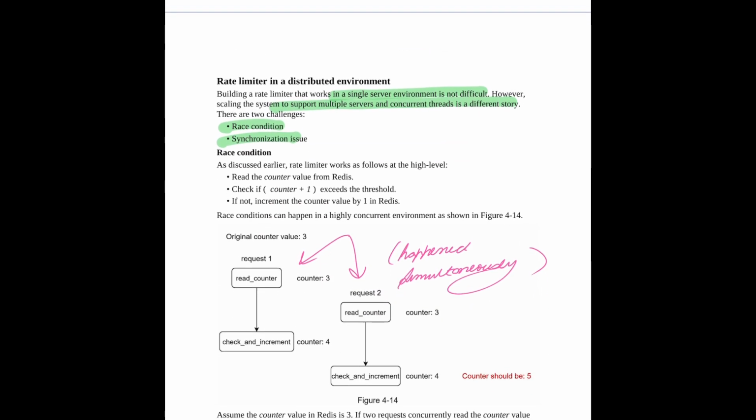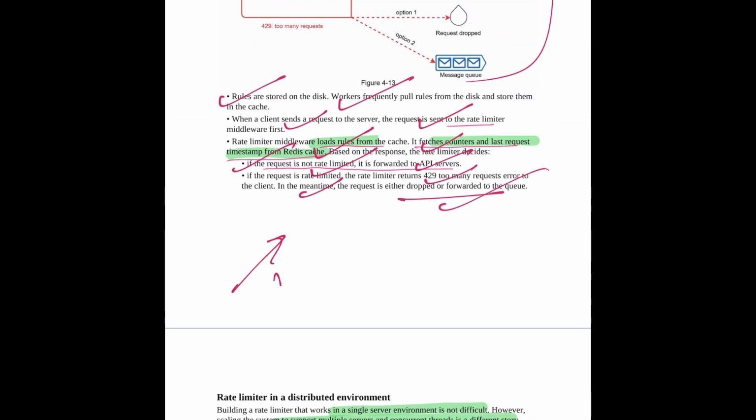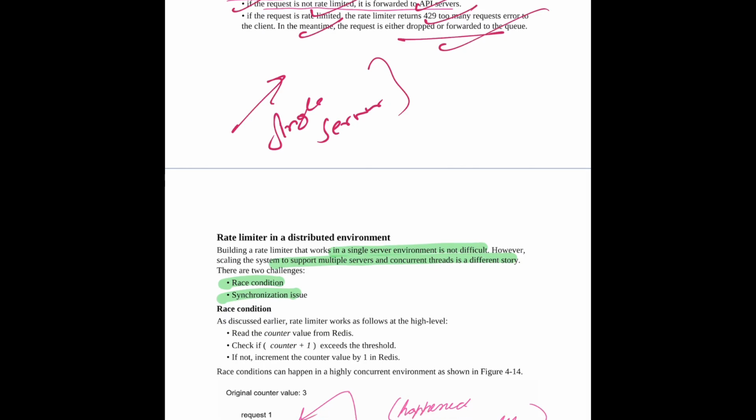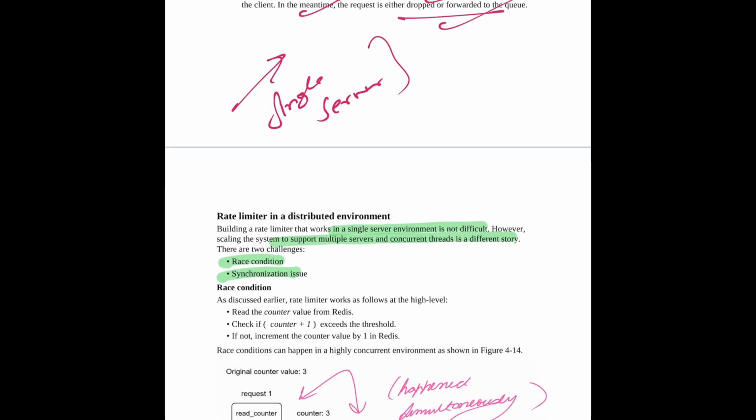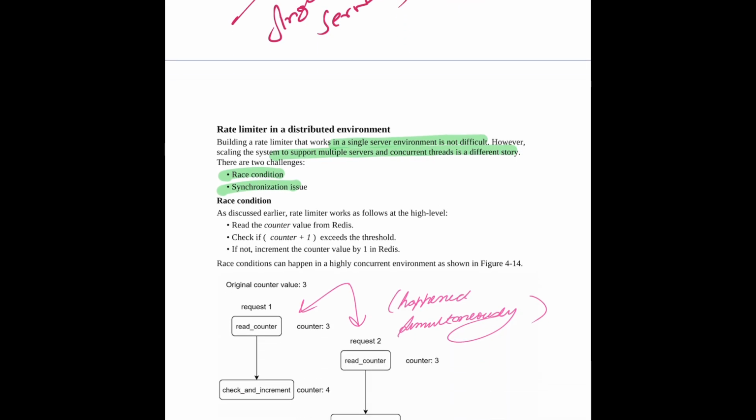Now let us very quickly see that whatever we just did was a single server thing. But what happens in a distributed environment? Because building a rate limiter in a single server environment is not difficult. The issue that happens in a distributed environment is, suppose there are multiple servers, okay? There are multiple servers here.